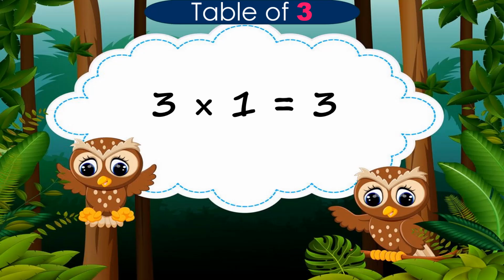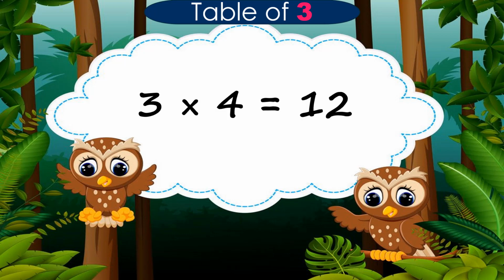3 ones are 3. 3 twos are 6. 3 threes are 9. 3 fours are 12.